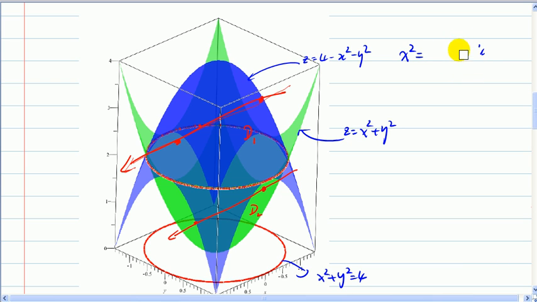Okay, this is actually 4 minus y squared minus z, right? Yeah, x equals positive or negative square root of 4 minus y squared minus z. And where do you take the power negative? Negative for this portion here, right? This side here is negative, and this side is positive.